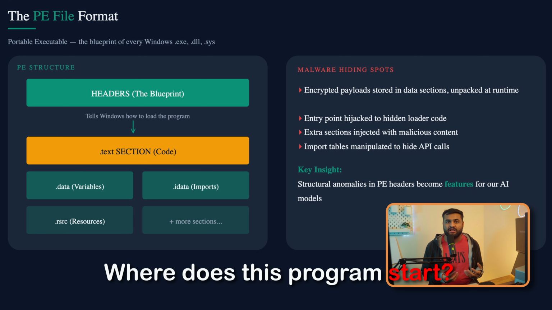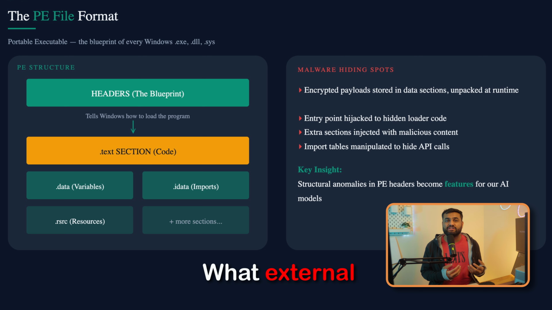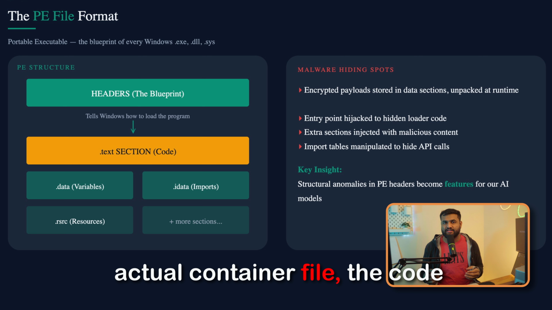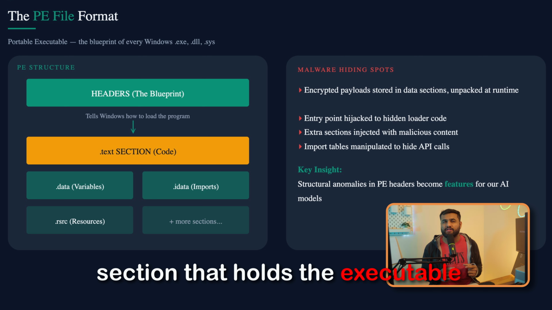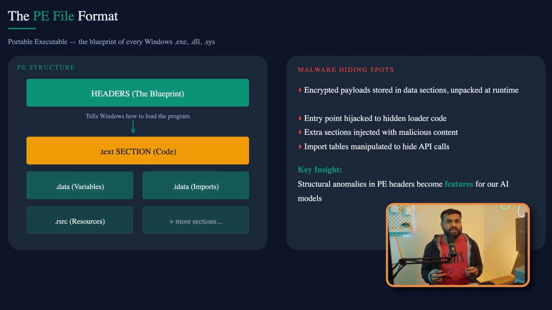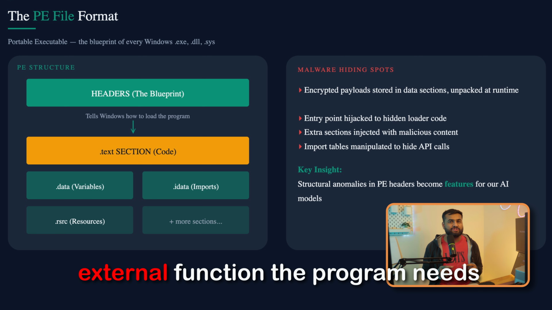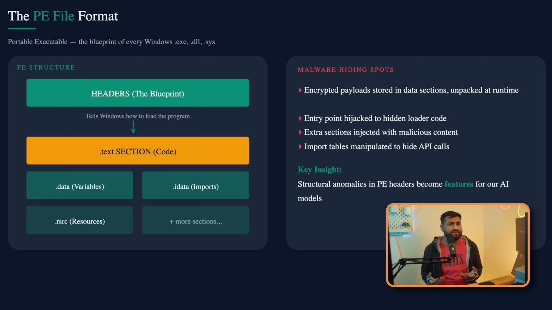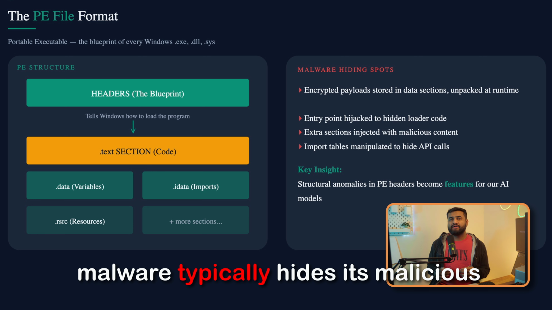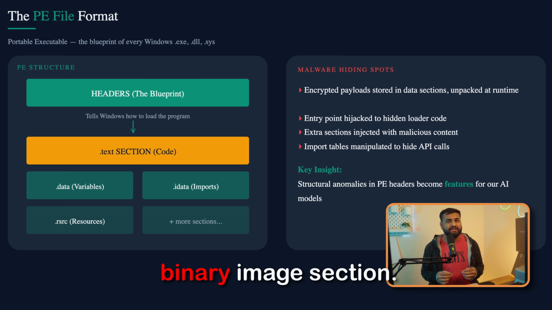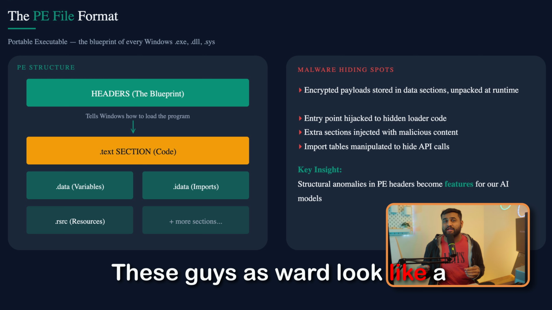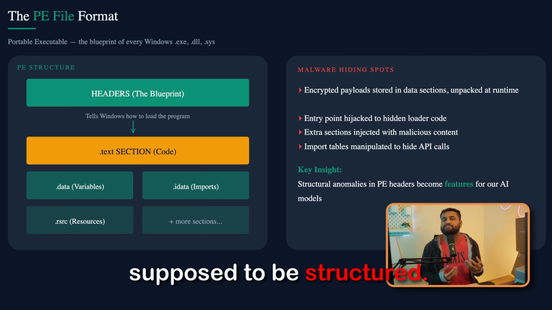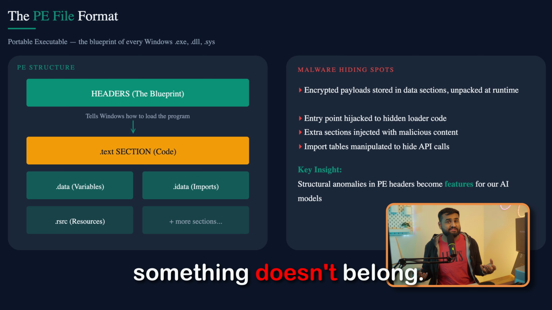Where does this program start? How much memory does it need? What external dependencies does it have? Below that, you have the sections, the actual content of the file. The code section holds the executable instructions, the actual logic of the program. The import section lists every external function the program needs from Windows system libraries. The data section holds variables, resources, and embedded content. Malware typically hides its malicious code inside a section disguised as normal program data. To spot it, you need to understand how a legitimate building is supposed to be structured, so you notice when something doesn't belong.